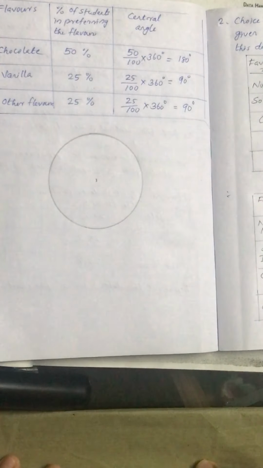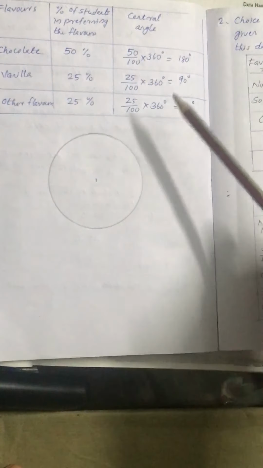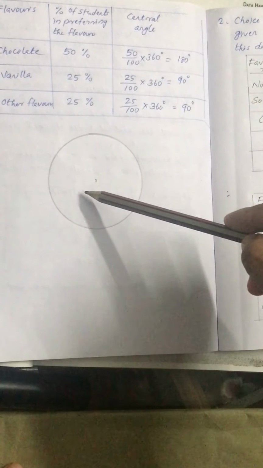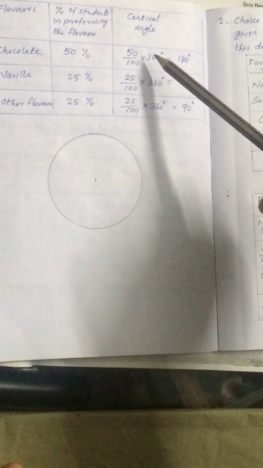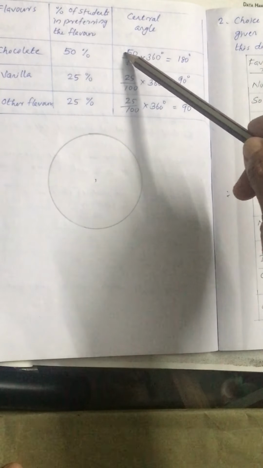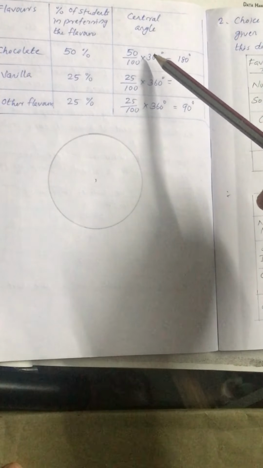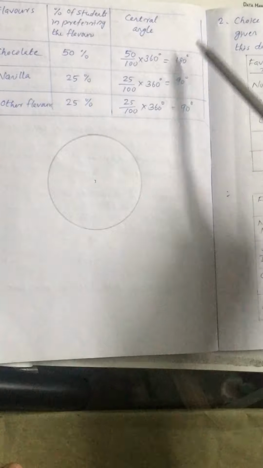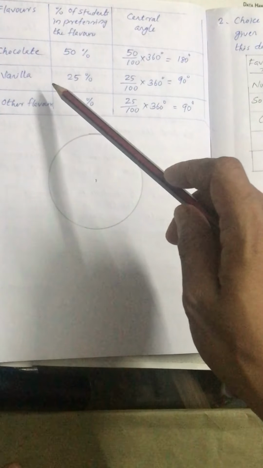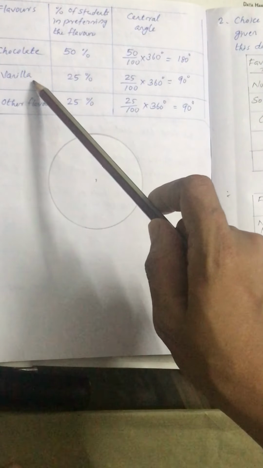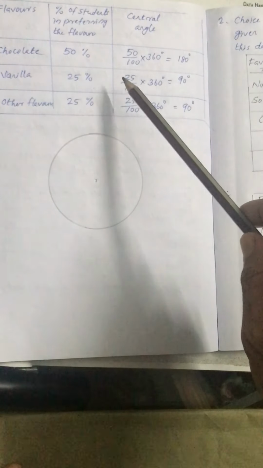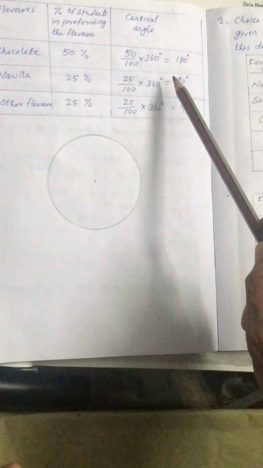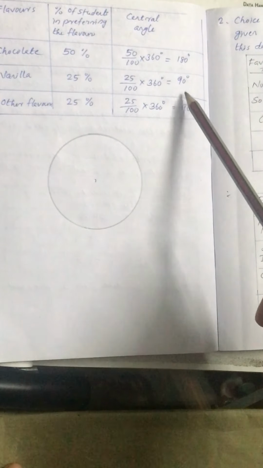When we write 50% in fraction form, it will be 50 by 100. Then what is the total angle measure at the center? That is 360. So multiply 50 by 100 with 360, and after simplification we will get 180 degrees. Just like that, for the sector representing vanilla we do 25% into 360, so we get 90 degrees.